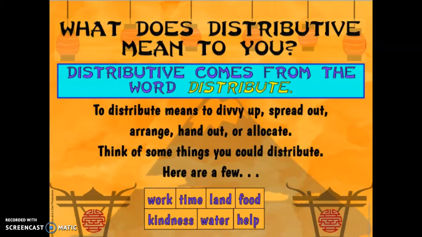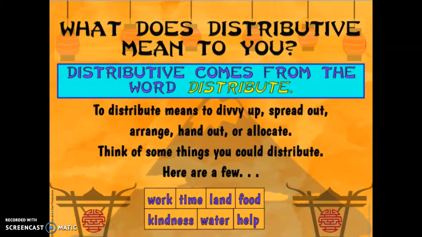So we're going to use a little bit of that Kung Fu Panda music and we're going to jump right into distributive property. So what does distributive mean? When I would be in class with you, I would talk about how we would distribute my papers out to you. When I'm handing those out to you, I'm distributing them to the kids in the class. So distributive comes from the word distribute. To distribute means to divvy up, spread out, arrange, hand out like I would your papers, or allocate.